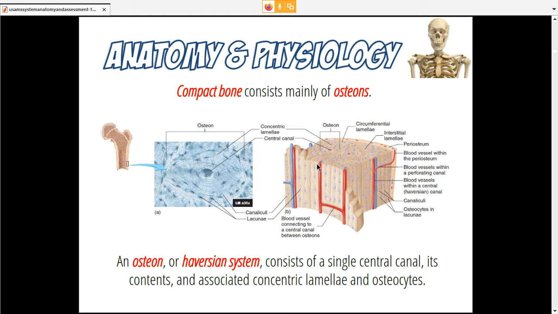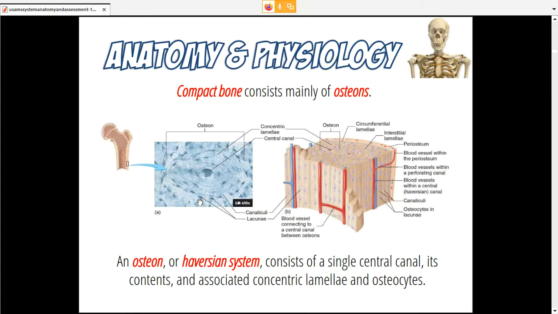The one which is present towards the bone marrow is called endosteum, that is called the inner circumferential lamellae. Between the outer and the inner circumferential lamellae, we can identify the concentric fashion of the lamellae, that is called concentric lamellae. In this lamellae, we can identify small spaces, the darkened areas. They are nothing but lacunae. The spaces are called lacunae.